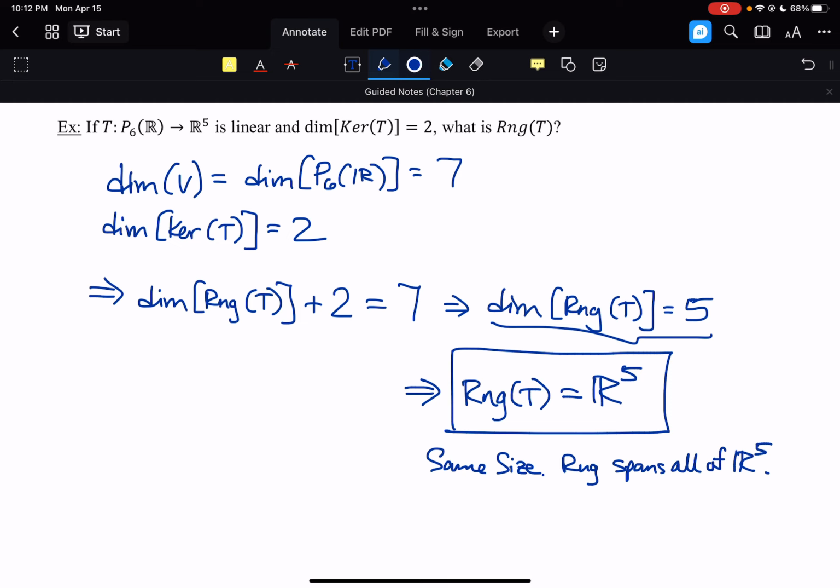Right. And that brings us to the end of section 6.3. That is our introduction into the kernel and range of a linear transformation.